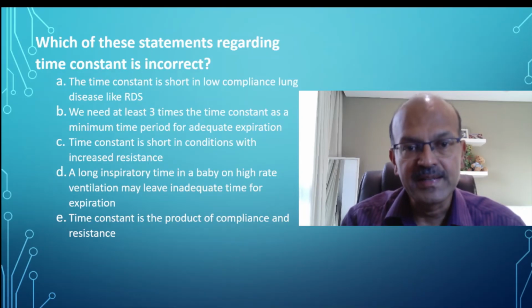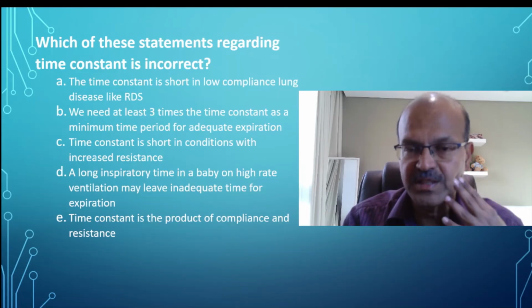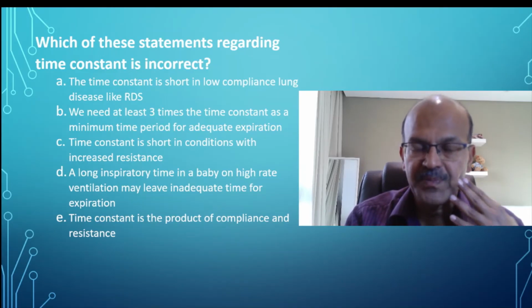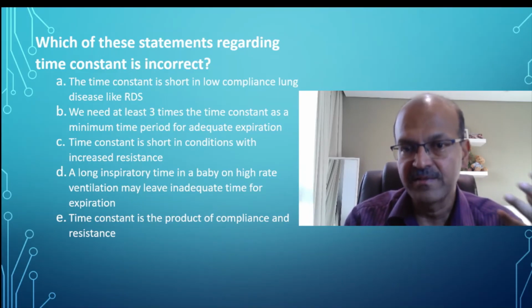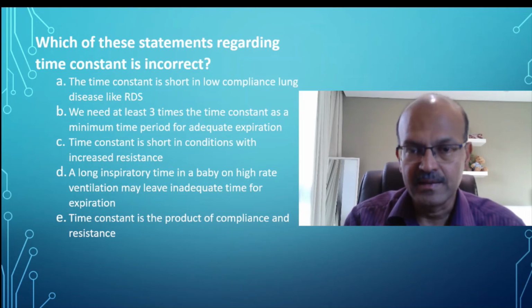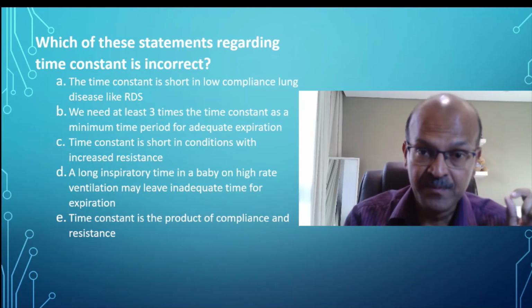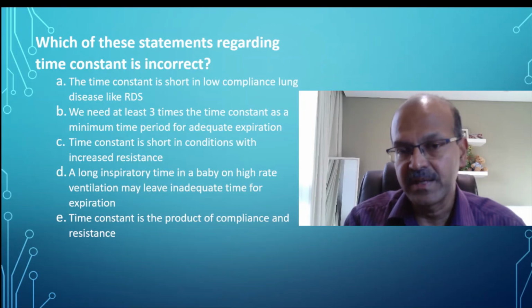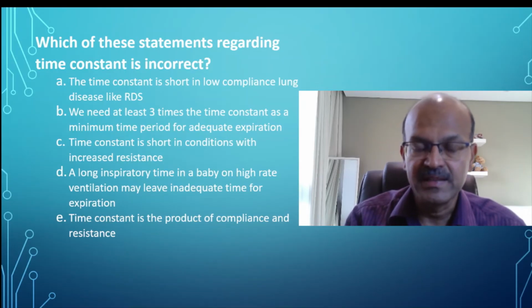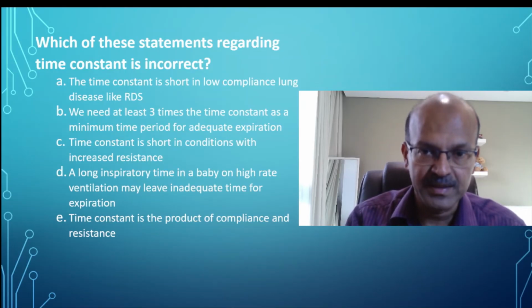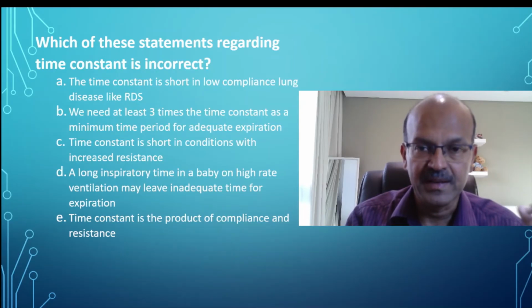A long inspiratory time in a baby on a high rate ventilation. So we often see this situation in babies who are on assist control ventilation, who are breathing fast. So obviously the inspiratory time is preset, and so the expiratory time gets shorter as the baby starts breathing fast, because the ventilator is supporting every breath. And in this situation we may end up with air trapping because there is inadequate expiratory time.